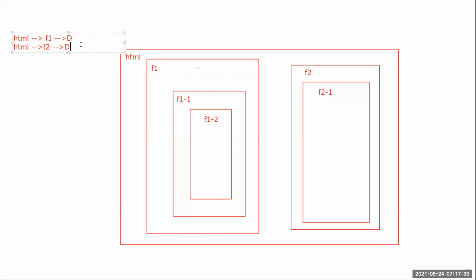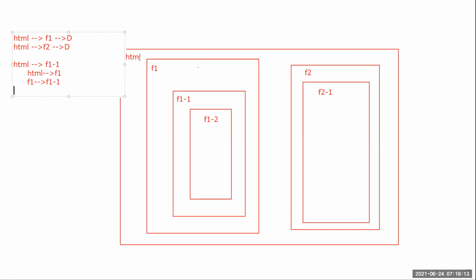Now, I want to move to F11 from HTML. If I want to move to this, it is not direct. We have to move from HTML to F1, and then from there we have to move from F1 to F11. Understood?